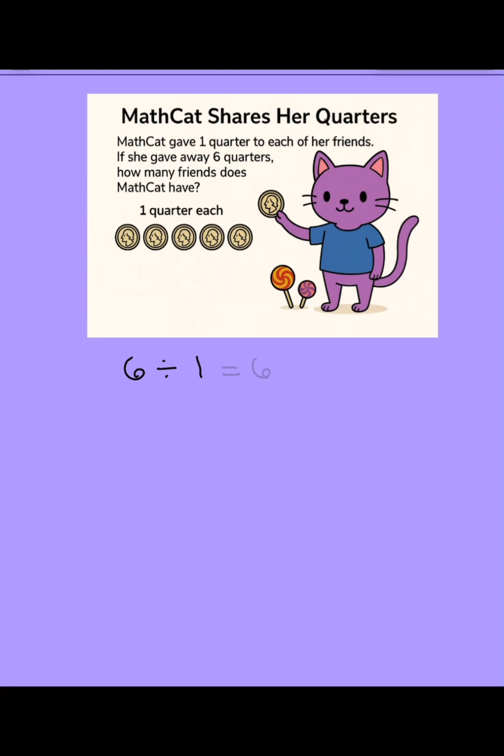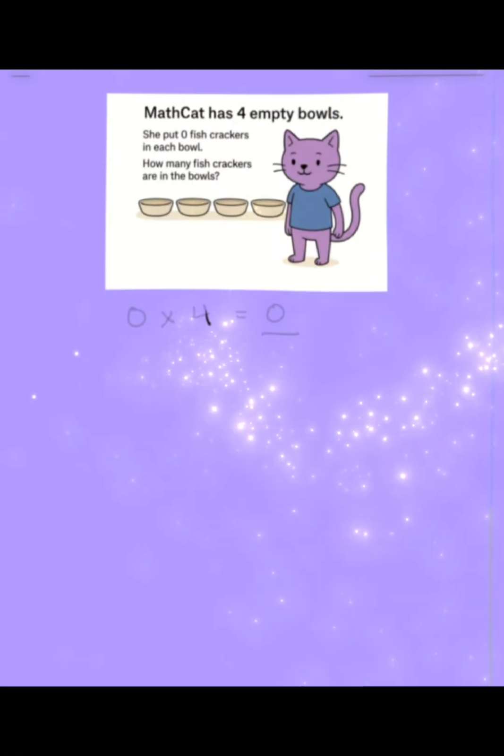So you're basically asking how many groups there are of size 1. Based on the division rule for 1, we know that dividing by 1 will not change the value. So 6 divided by 1 is just going to be 6. So 6 divided by 1 equals 6. This problem is an example of the division rule for 1. Let's look at another problem.